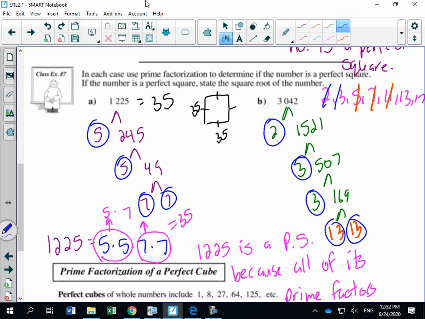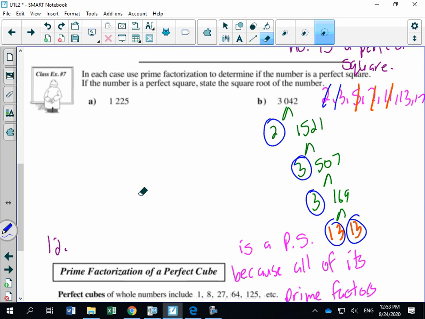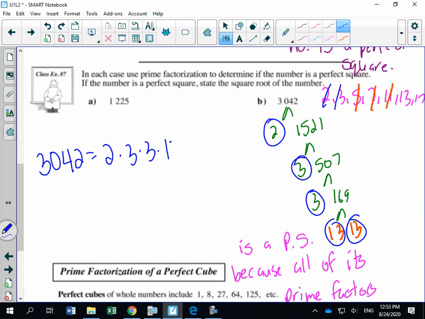Okay, so rewrite whatever number I give you, which in this case is 3042, and write it as the prime factorization of it. Write it as a product of the primes. So 3042 is 2 times 3 times 3 times 13 times 13. Okay, then you've got to circle the prime factors in pairs. I've got a pair here and a pair here.